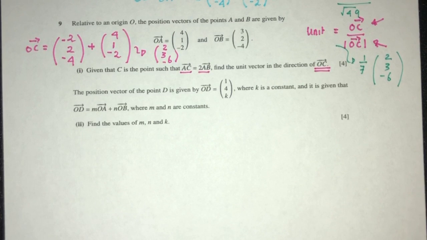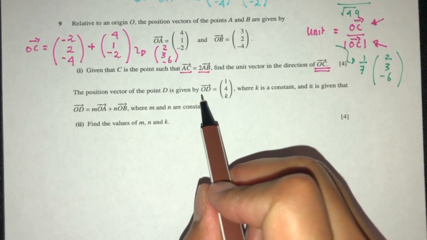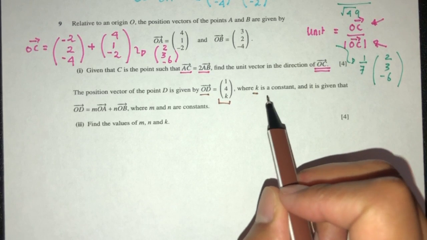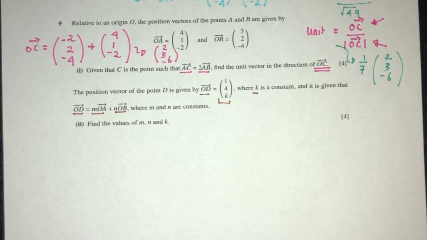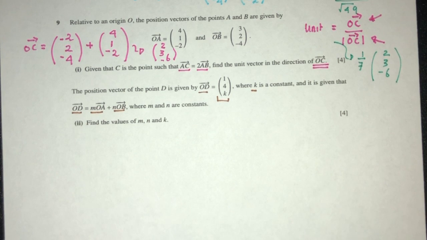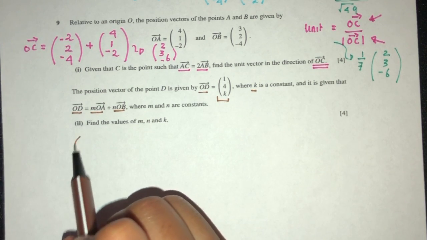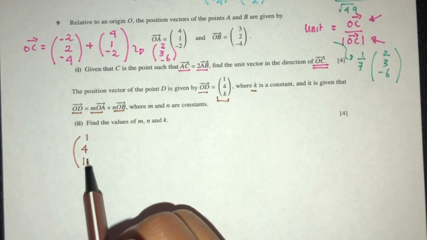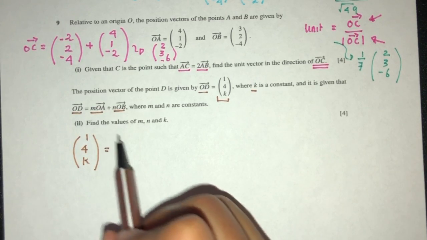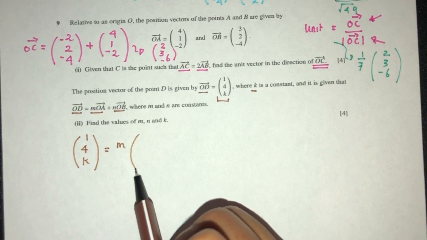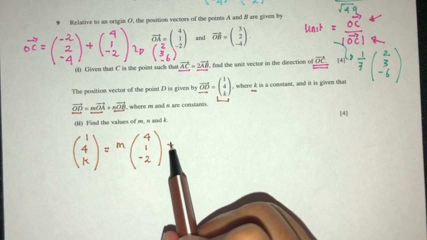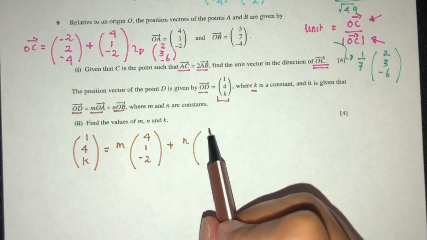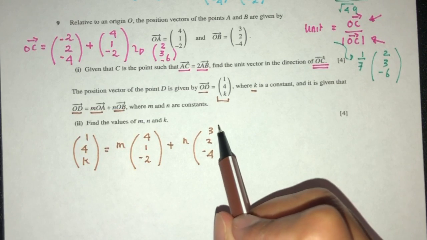Now for part 2, the position vector of D is given to you by this, where K is a constant, and then it is given that we have this equation where M and N are constants. So we have to find the values of M, N, and K. Okay, so one by one. So OD is 1, 4, K, is equal to M times OA, which is given to you by 4, 1, minus 2, plus N times OB, which is 3, 2, minus 4.